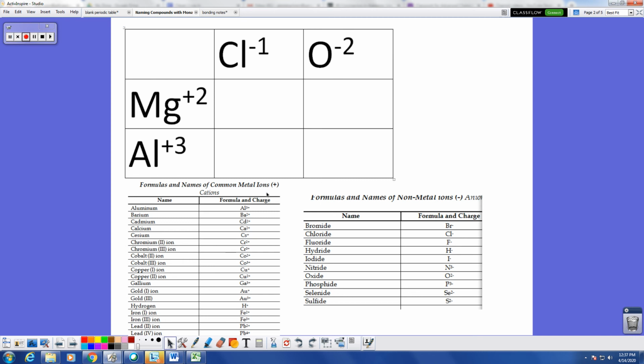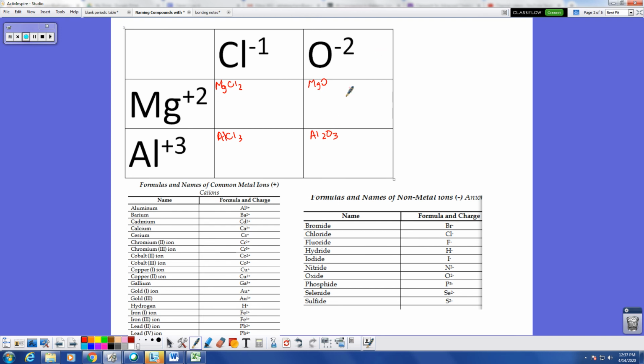So this is the problem we did as an example yesterday. So I'll write these formulas. Actually, let me not write it like that. Let me write it little bitty so I've got room for names too. So this was MgCl2. This was MgO. This was AlCl3. And this was Al2O3.